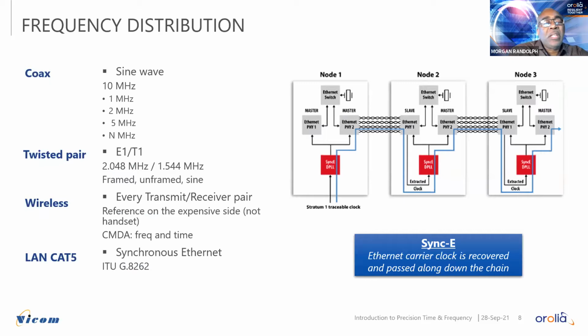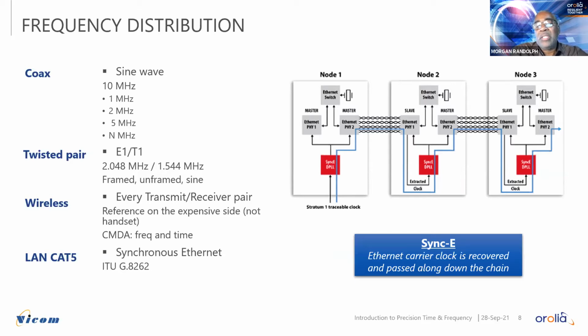Frequency distribution can be done through all types of cabling. Typically you're going to see it through coax, probably RG58, 50 ohm termination, providing a sine wave at 10 meg, 1 meg, 2 meg, 5 meg. You can do twisted pair, which gives you a lot of your communication signals for your frames and super frames, so your E1, T1 stuff. Then you've got wireless, and you've got the LAN, the Cat5, which is going to get into your synchronous Ethernet.